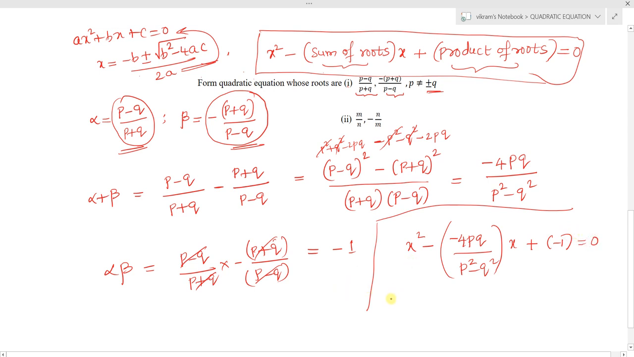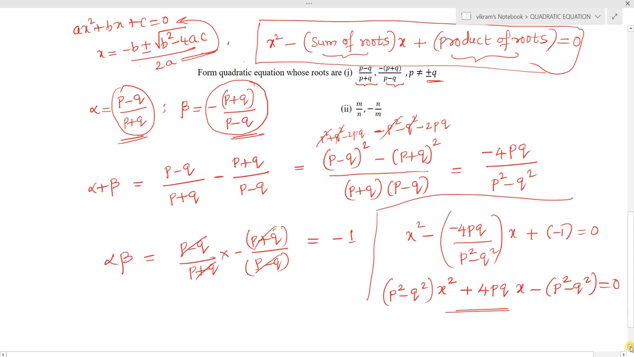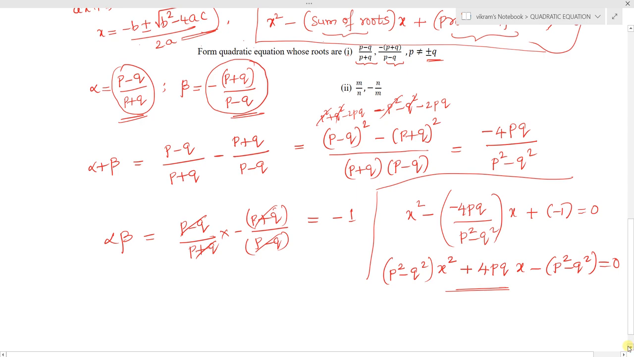Now if we simplify this, what will we get over here? If we take the LCM, p square minus q square, we get (p square minus q square) of x square plus, because minus into minus is plus, 4pq of x, and now over here we have minus of (p square minus q square) equals 0. This is the way of forming the quadratic equation if the two roots are given.